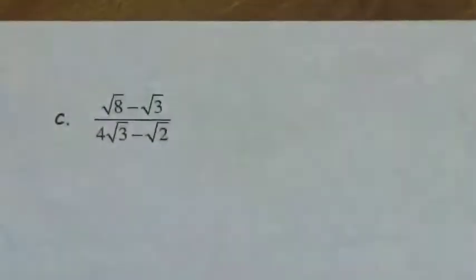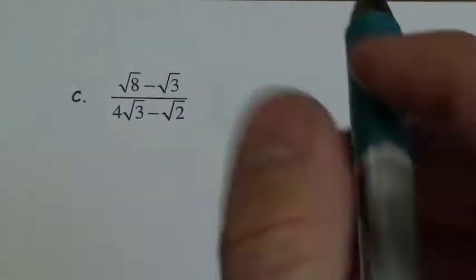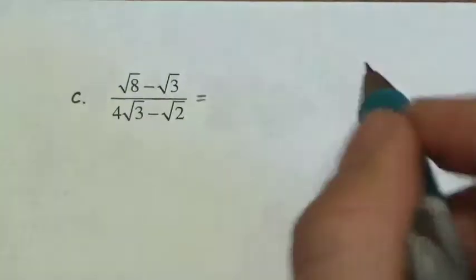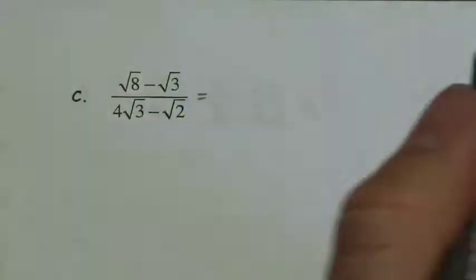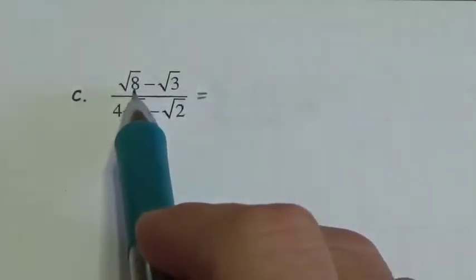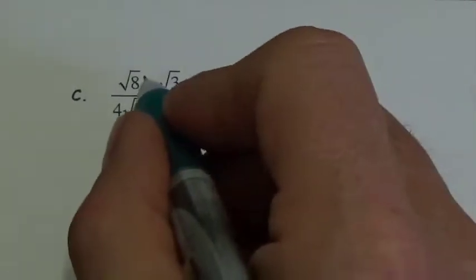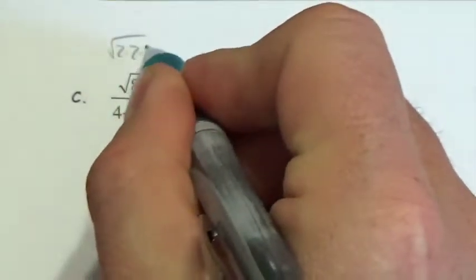Let's do some more. Here's an interesting one because we've got a binomial in the numerator as well. Before I get to rationalizing, the first thing I want to notice is root 8. I know I can simplify root 8, because that's been simplified repeatedly. We know that 8 is 2 times 2 times 2.